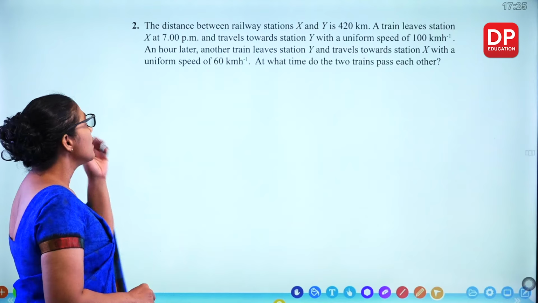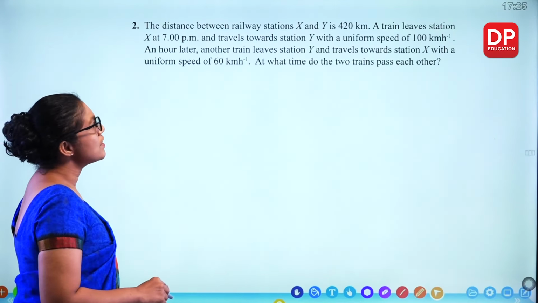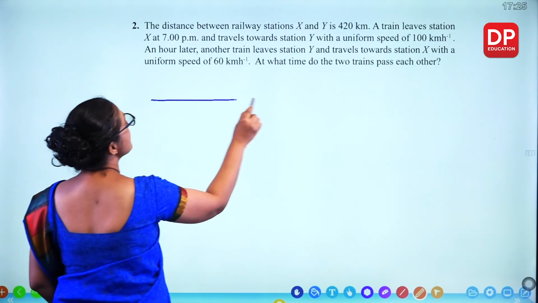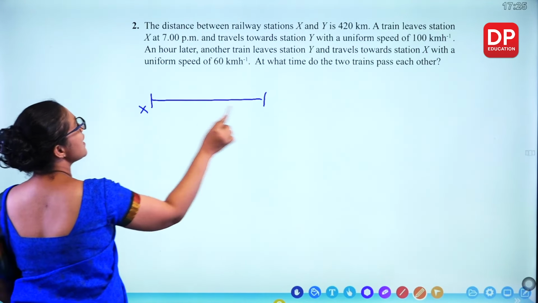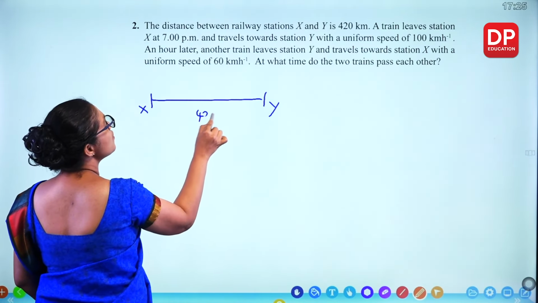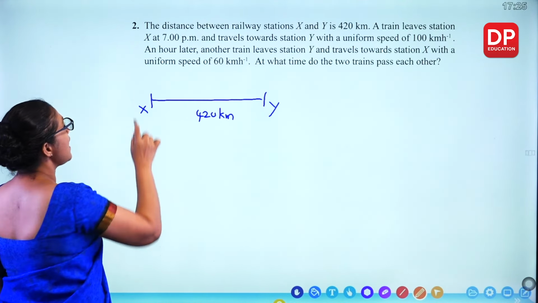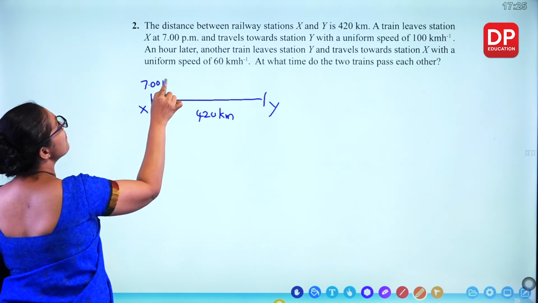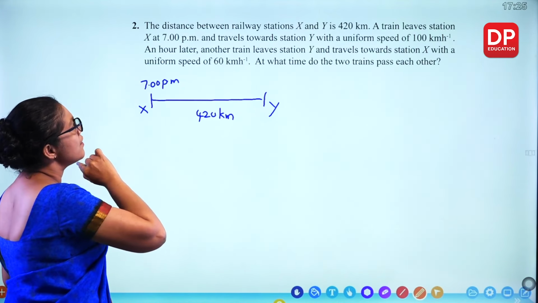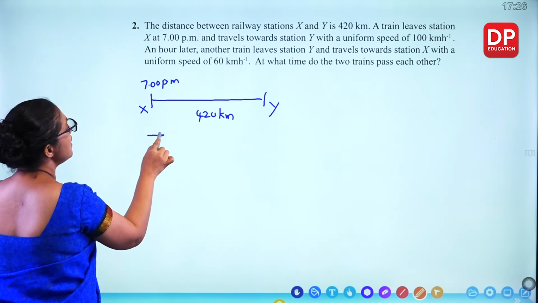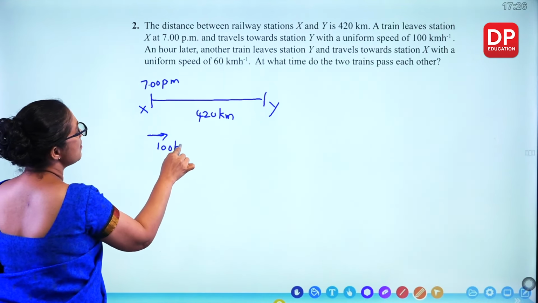Question number 2. The distance between railway stations X and Y is 420 kilometers. So we'll take XY, that's 420 kilometers. A train leaves station X at 7 p.m. and travels towards station Y with uniform speed 100 kilometers per hour.